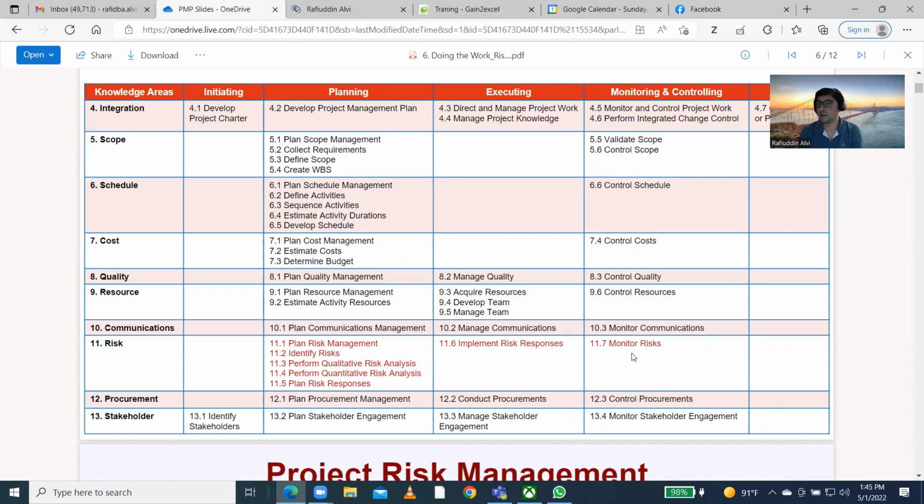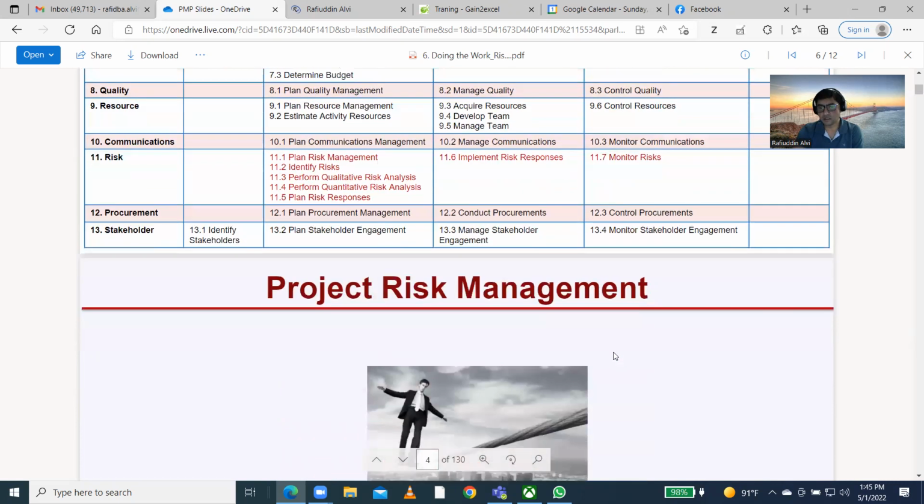Then you have monitoring and controlling. There you will monitor the risk, means once you implement the risk response, whether the risk is completely mitigated, or what the impact of that is on the project. So you will monitor the risk. That is coming under monitoring and control. So with this summary, we'll proceed with the session.